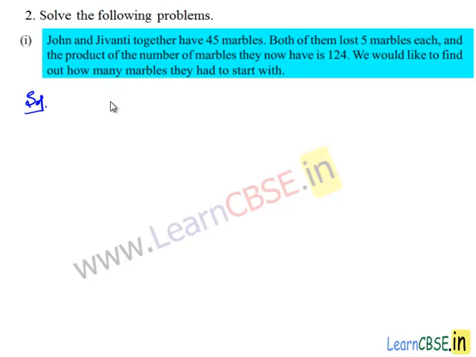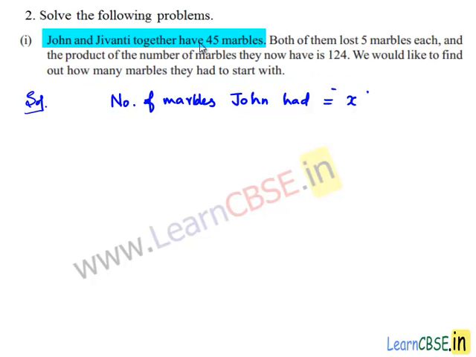Initially, assume the number of marbles John had is equal to x. Totally, John and Jivanti together have 45 marbles. So, the number of marbles Jivanti had is equal to the total number of marbles minus the number of marbles John had. Total number of marbles is 45 and the number of marbles John had is x. So, the number of marbles Jivanti had will be 45 minus x.